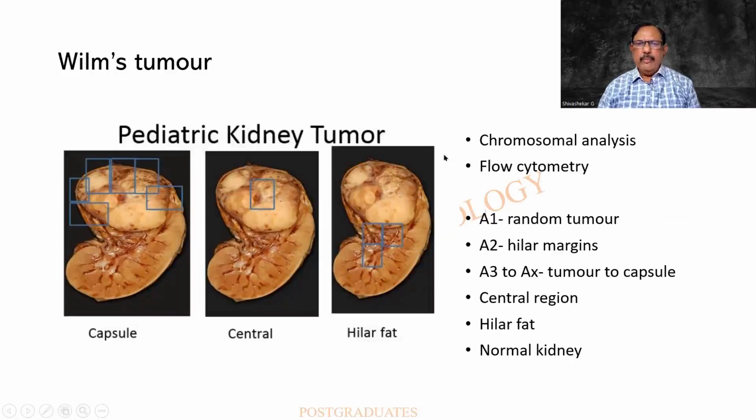Now, what is more important in the case of a pediatric tumor will be a chromosomal analysis, and flow cytometry. Hence, the bits will have to be preserved for these as well. So they are the various bits over here. I need not go into it. The hilar fat as well as the surrounding normal tissue, all are being included in the process.